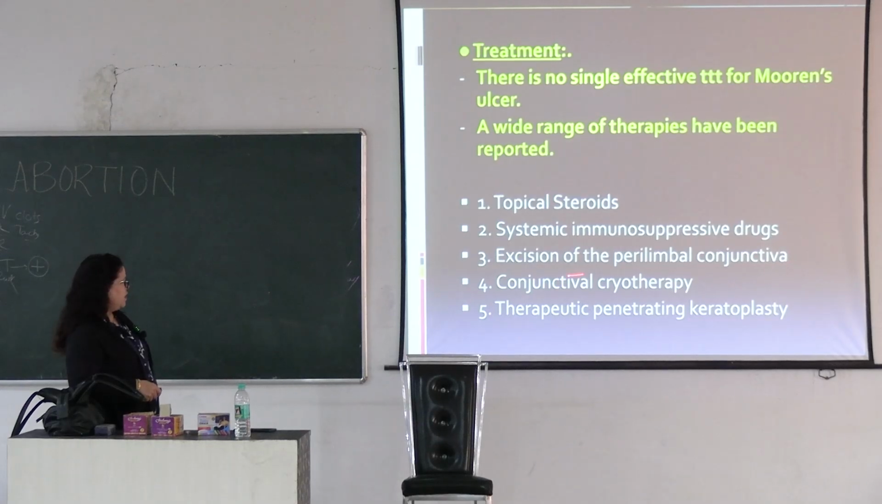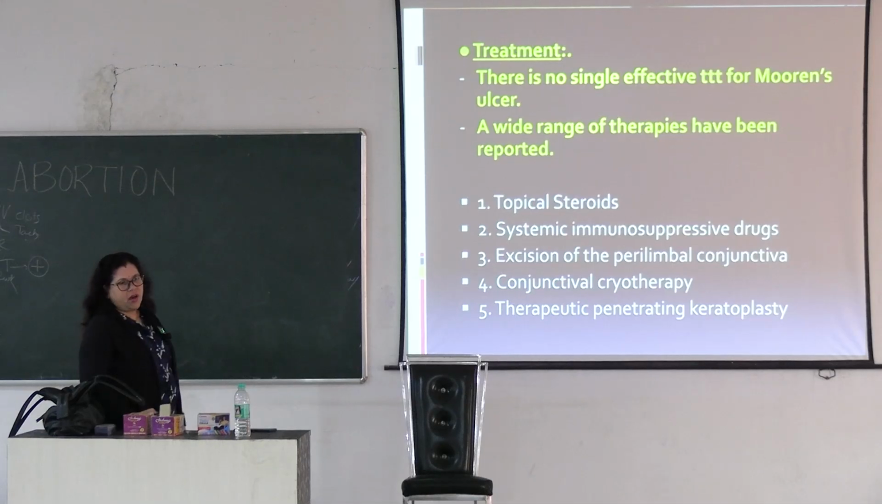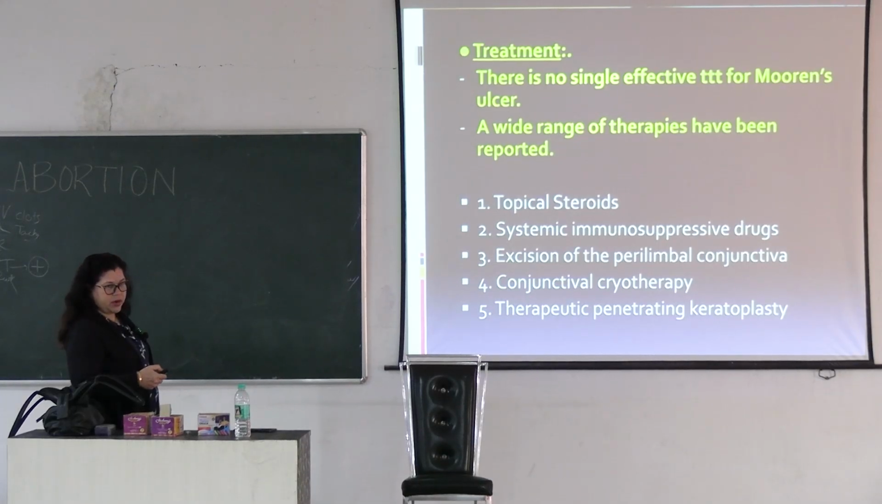a patient is resistant to treatment. Then therapeutic penetrating keratoplasty is also given in the later stage when the whole of the cornea is involved and there is the formation of scarring and vascularization. So, the diseased cornea is replaced by the donor cornea.